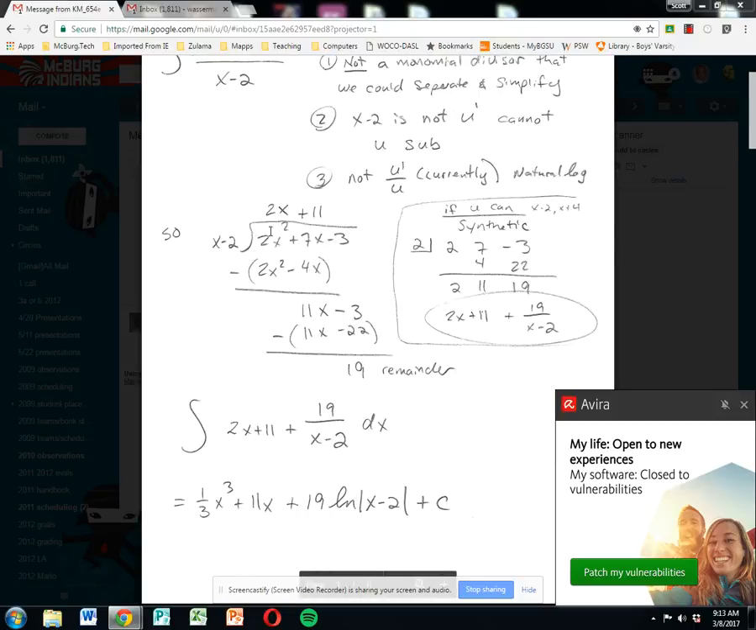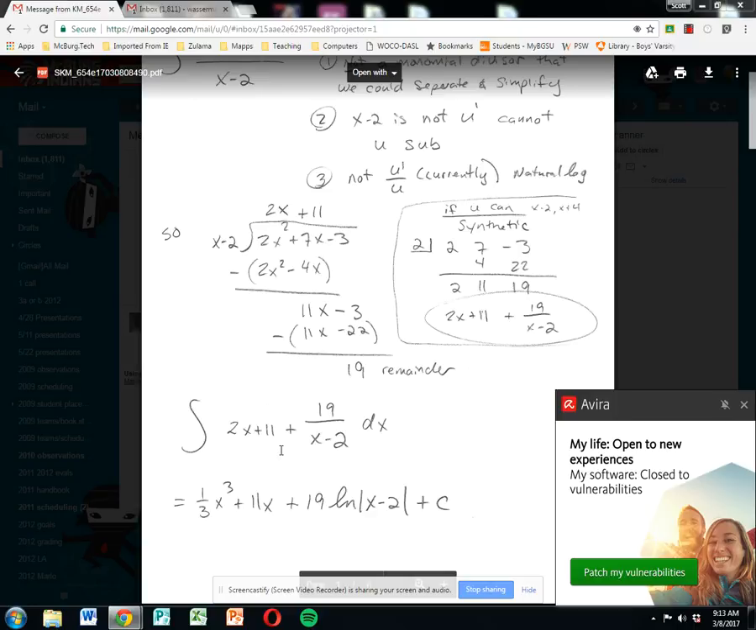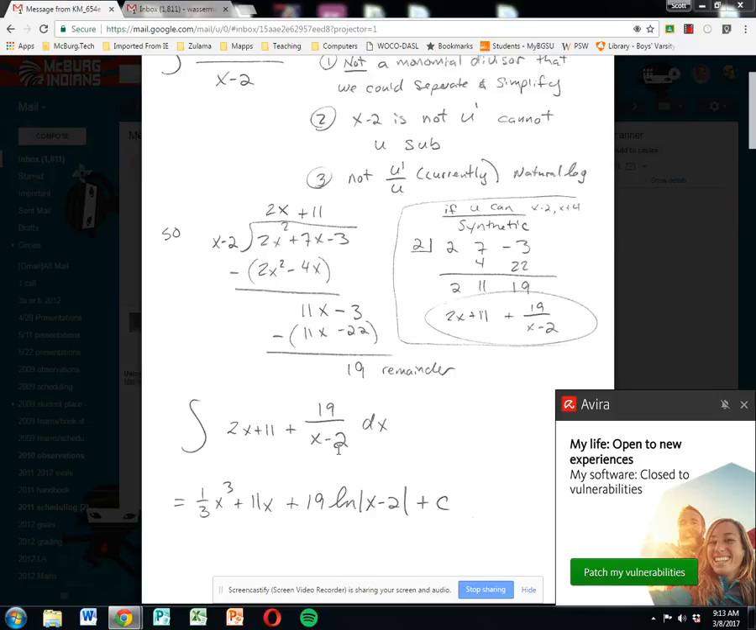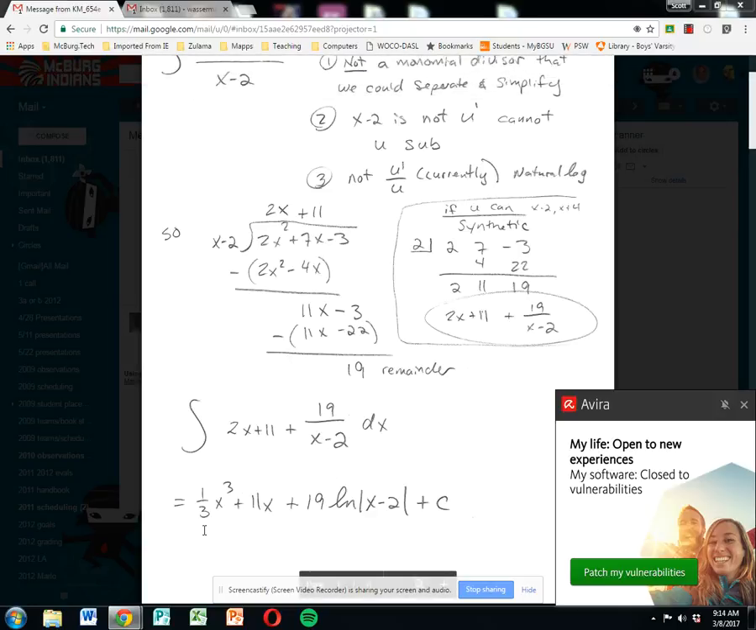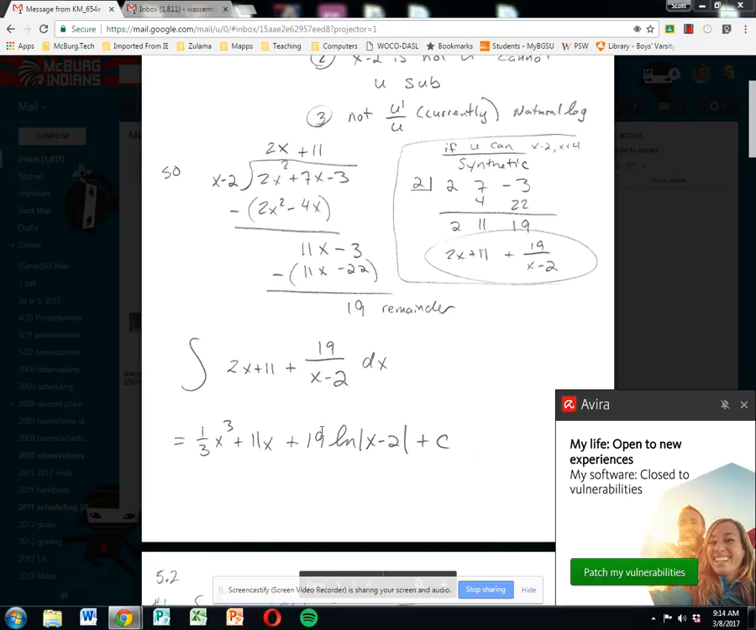So what does this look like? It looks like 2x plus 11, and then the remainder goes over top of the divisor here. Dividend, divisor, quotient. So anyway, 19 over x minus 2. So this piece up here, the 2x plus 11, just gets handled with the antiderivative reverse power rule, not hard at all. And then the x minus 2, its derivative is just 1, so I can push the 19 out front, natural log of x minus 2.